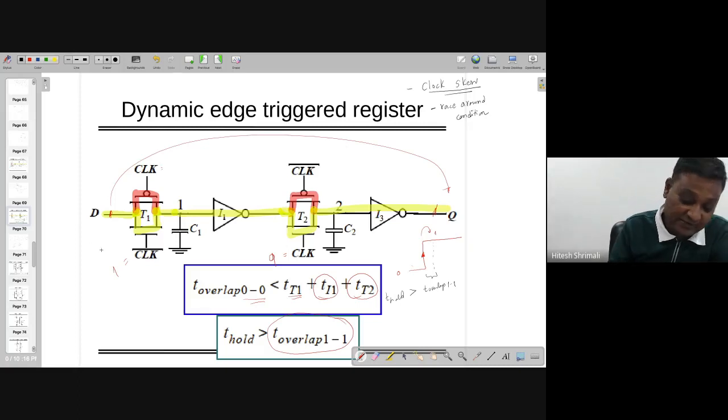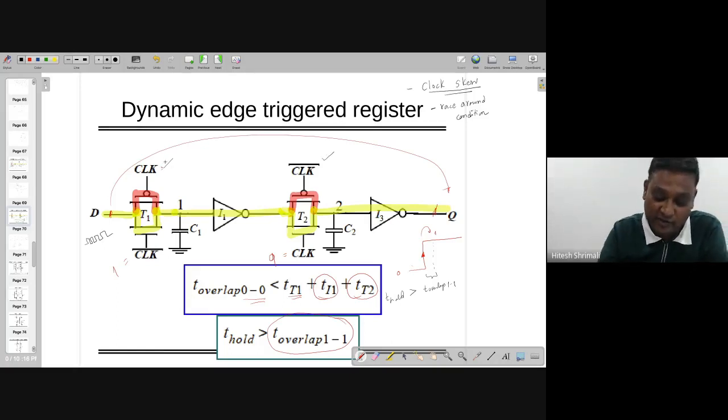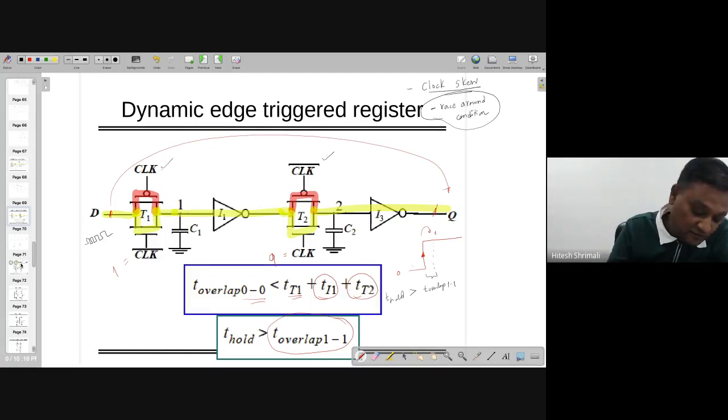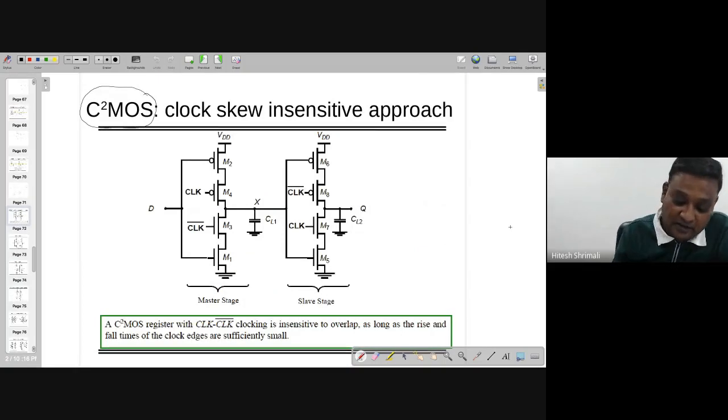Because race around means that with changing of D, Q is also changing. Look, it does not matter whether you are sampling from 0 to 1 or 1 to 0. It will not sample only one value, as there is a direct path from D to Q. The output is going to be changing with respect to the D input, and that is known as the race around condition. So race around is happening because of the clock skew. Clock skew means overlapping of clock and clock bar. So I want to remove that.